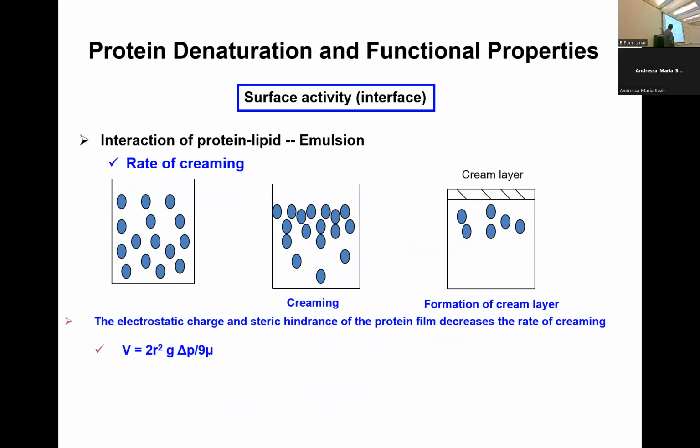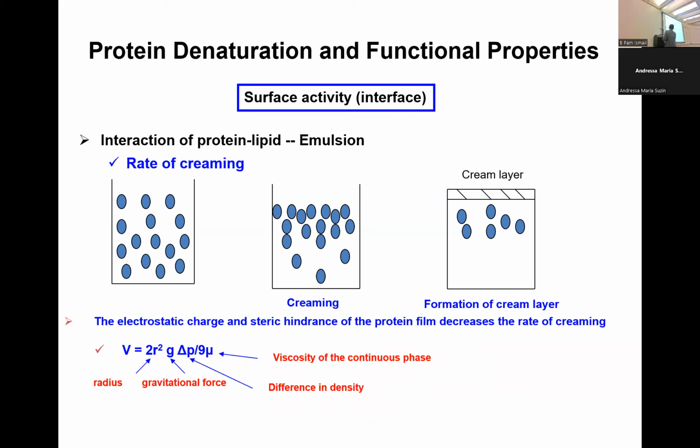So V here is the rate of creaming. R is the radius of the oil droplet. G is centrifugal force or gravitational force. And the change in rho, that's the difference in density. And then the mu here is the viscosity of the continuous phase. I think they're all labeled here.